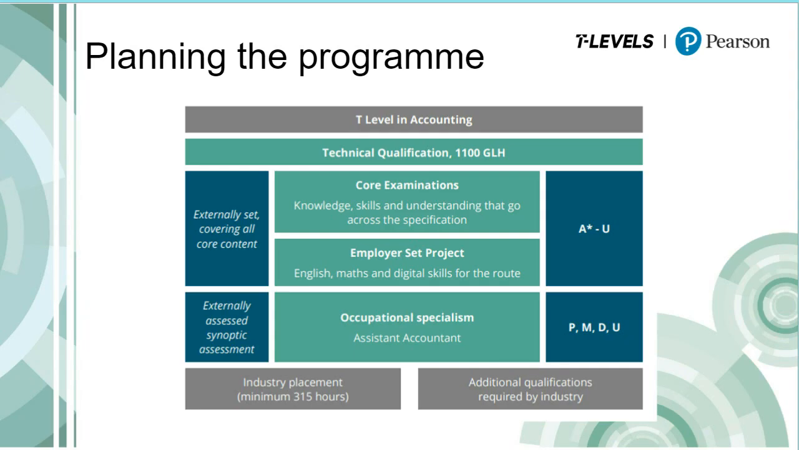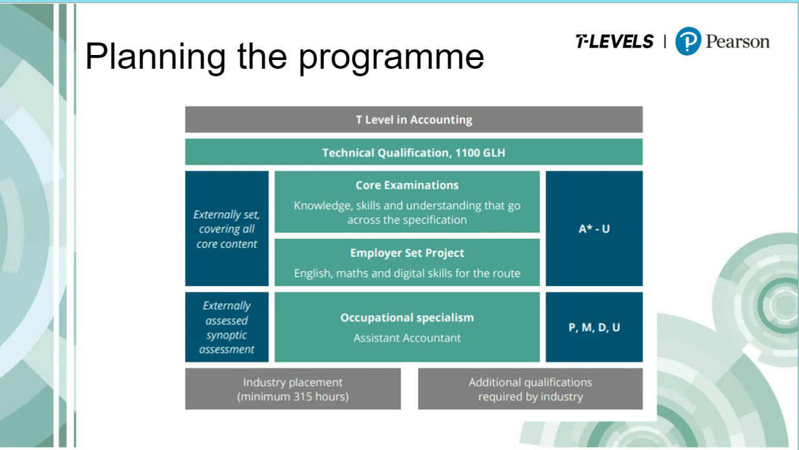So the T-level in accounting includes the technical qualification and an industry placement. The requirement of English and Maths at GCSE or Level 2 functional skills has now been removed, and there's no need for any additional specialist qualifications to be completed for this T-level. The technical qualification is made up of a core component and one occupational specialism. The core component covers the underpinning knowledge, concepts and skills that support threshold competency in the accountancy industry.